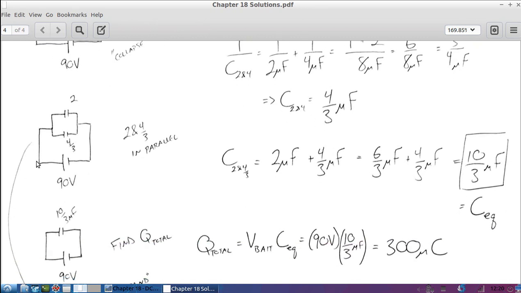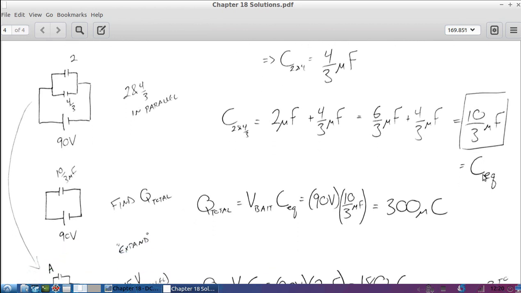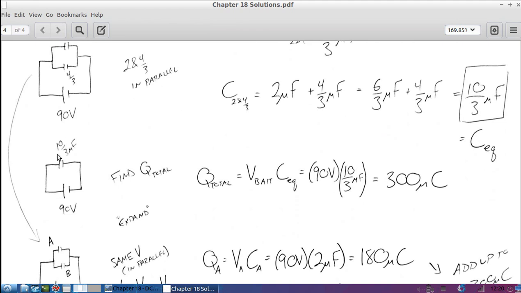So I'm redrawing the circuit. Here it is. The top path has an equivalent capacitance of 2 microfarads. The bottom path has an equivalent of 4/3 microfarads. Now in this diagram, these 2 new capacitors are in parallel. So all I have to do is add them up. 2 plus 4/3 is 6/3 plus 4/3, and so I get 10/3 microfarads. That's the equivalent capacitance of the entire circuit.